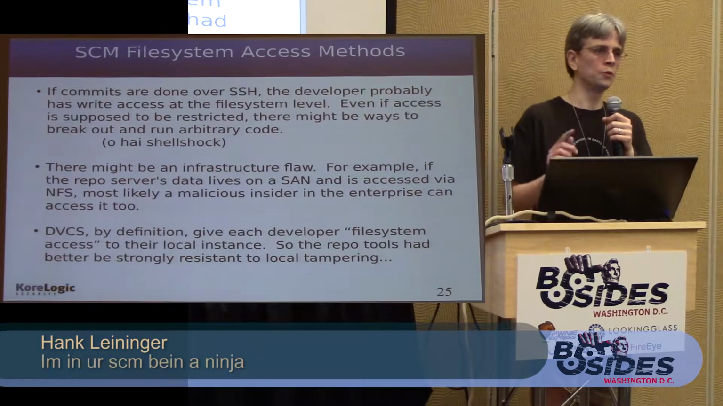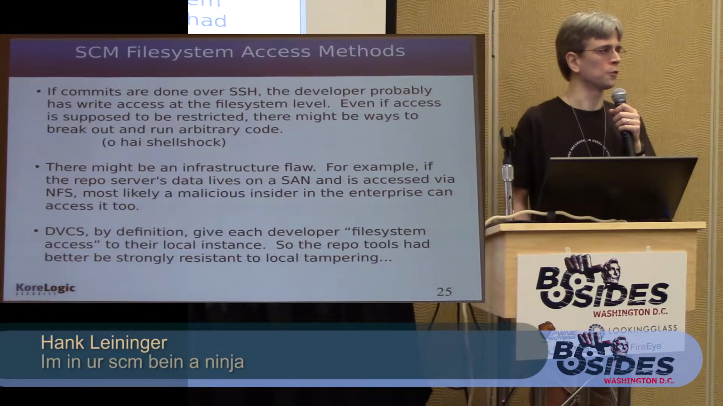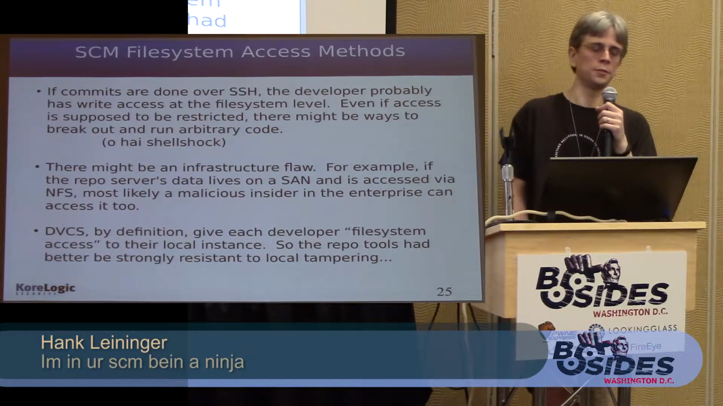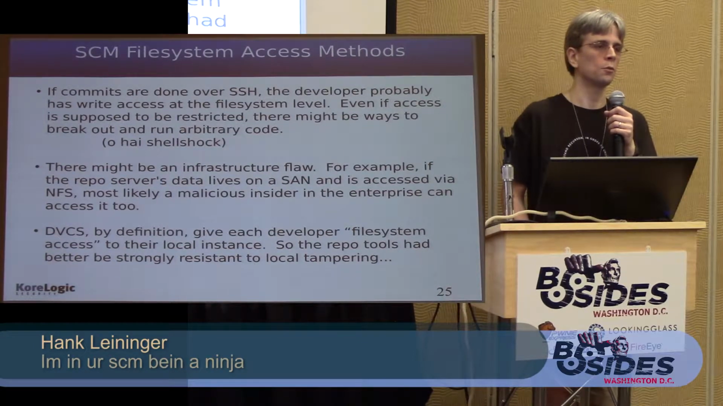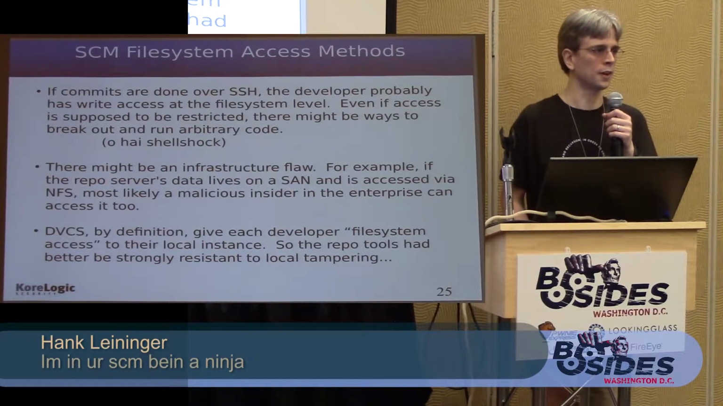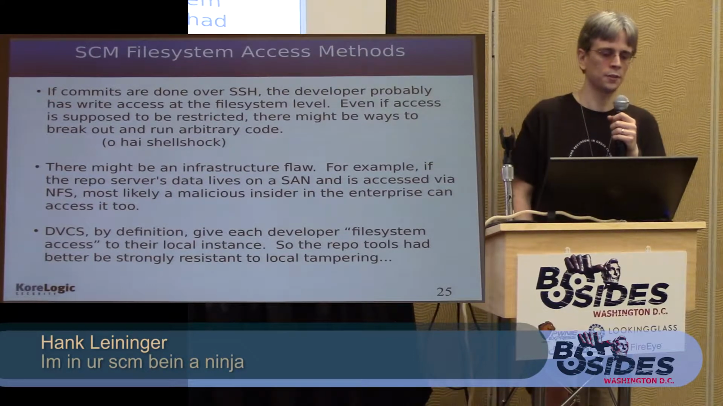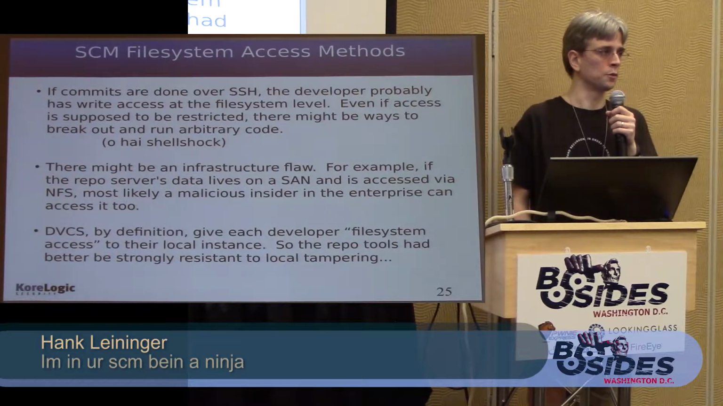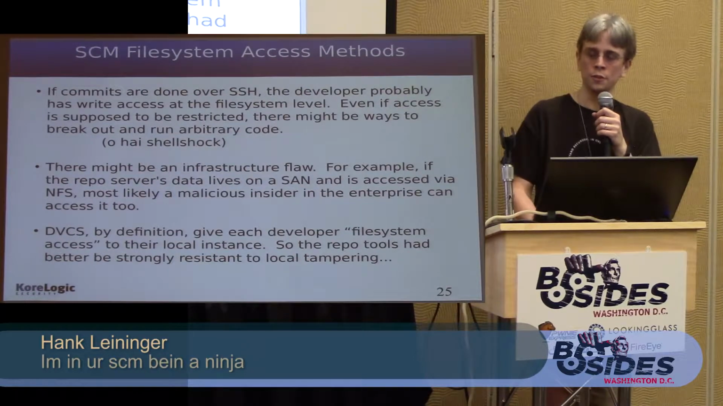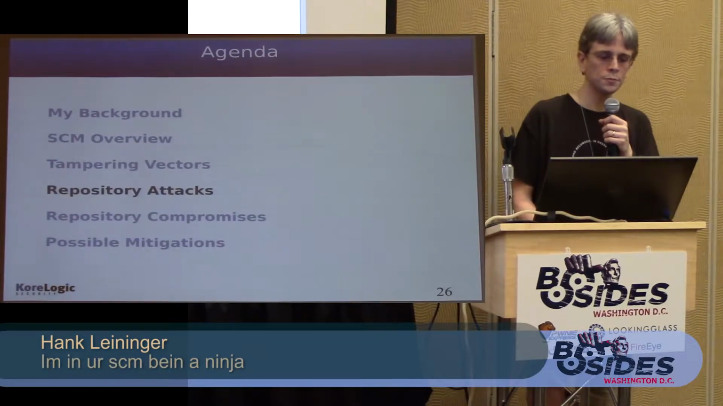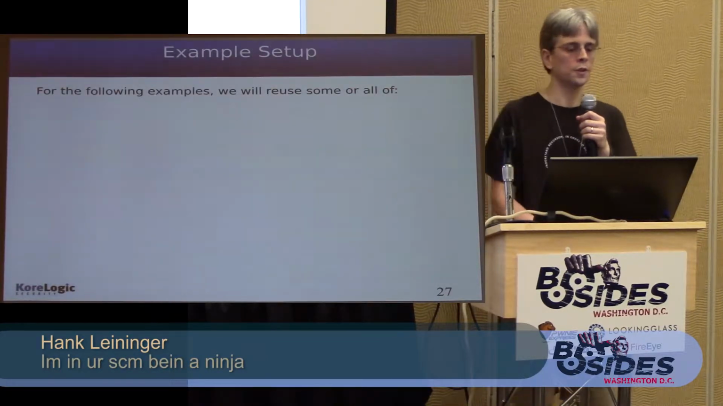Now, this is where distributed version control systems, there's an important distinction here. By their very nature, every user of, let's say, Git has a local copy of the repository. So it's not difficult for an attacker to get repository file system access. But on the other hand, those repo tools, hopefully, and in Git's case, definitely, are much more strongly resistant to local tampering than old school things like CVS and Subversion. All right, that was getting interesting.